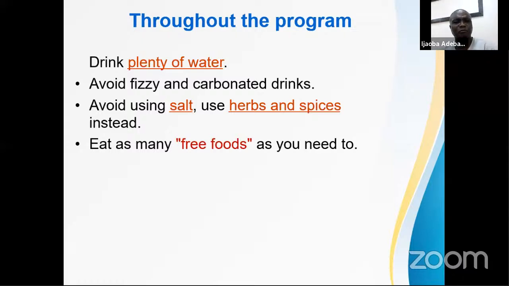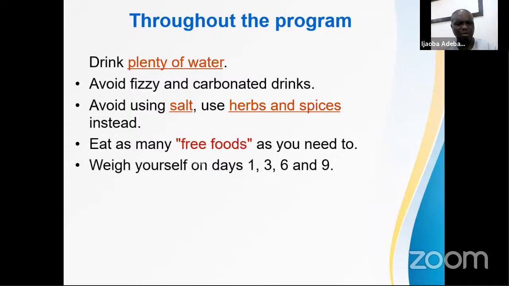Eat as many free food as you need to. I will explain the free food. You will see them so that you can know what free food is. When we say free food, I don't mean eba. I don't mean amala. What we are talking about are fruit. Please, I just want us to pay attention because every detail matters in Sinai.